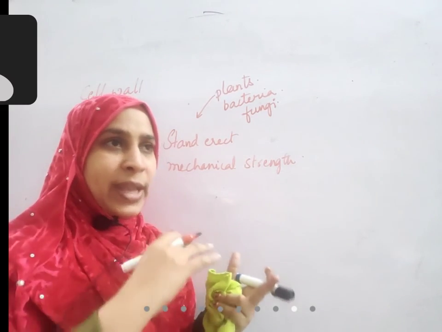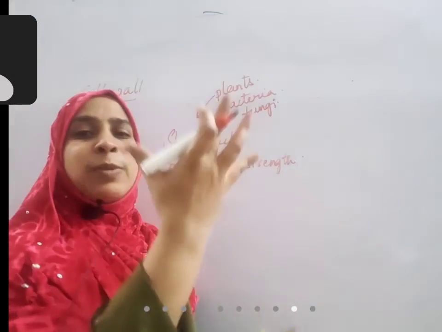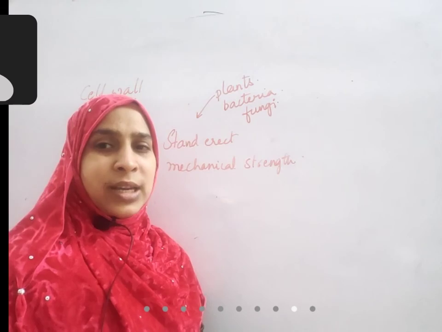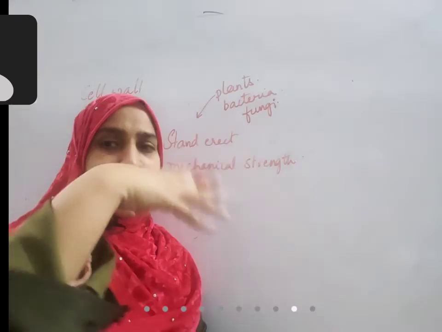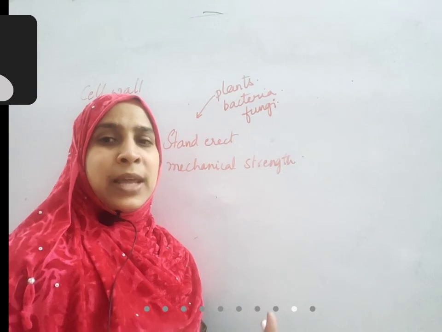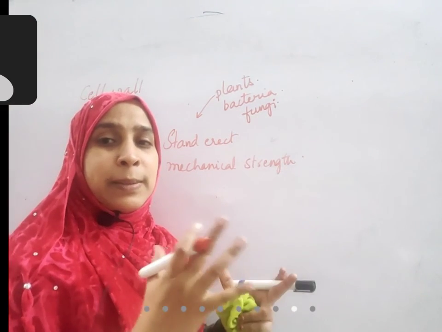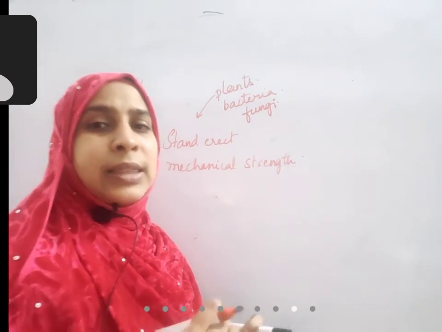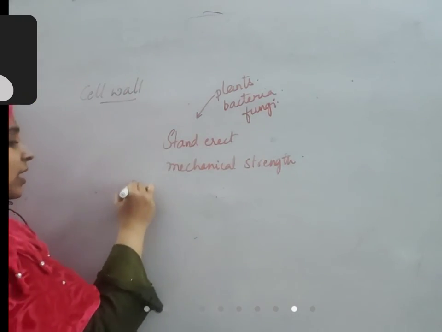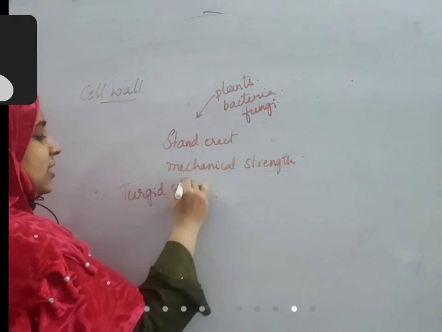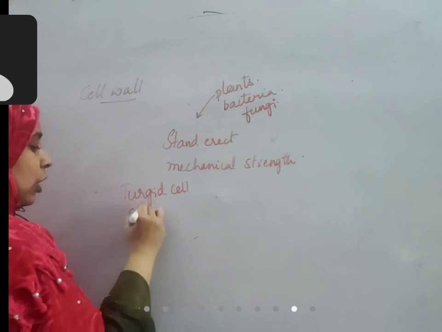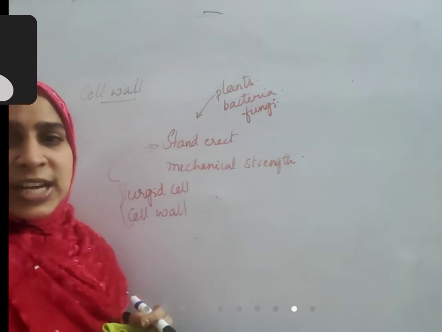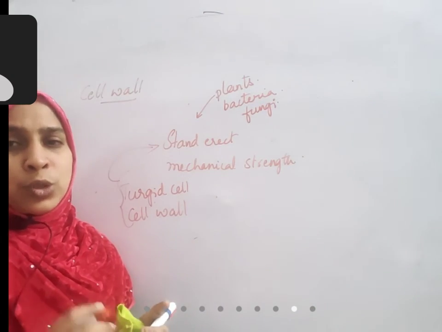Okay, because of this puffiness, what happens? If you make balloons fully blown and arrange them in the form of a decoration, you can make them stand straight also. These days balloon decorations are done by winding the balloons round and making large pillars like that. How is it possible? Because balloons are fully blown. Same like that, plant cells are fully filled with water. That is the reason they are called turgid cells. Turgid cell and plant cell wall together help the plant to stand straight. They provide mechanical support to the plant.